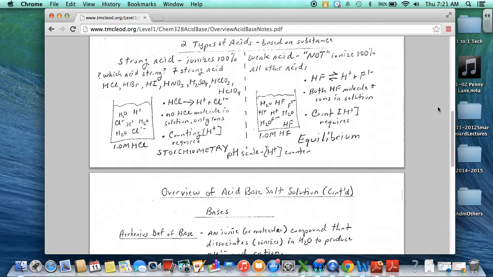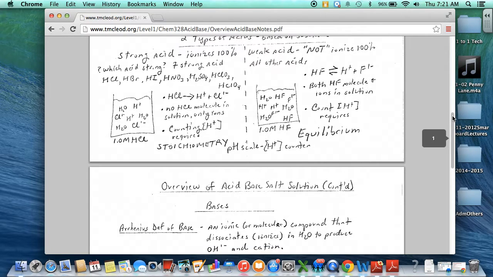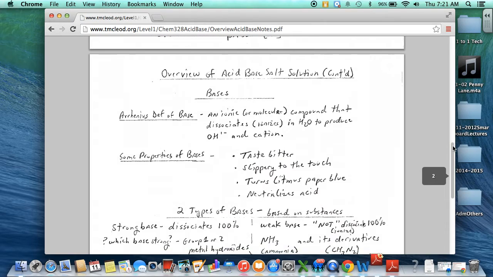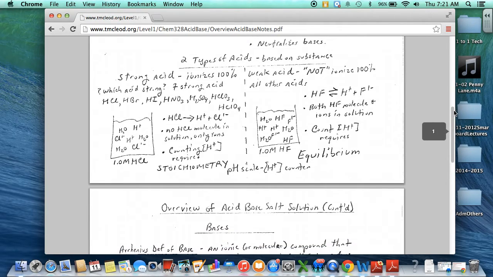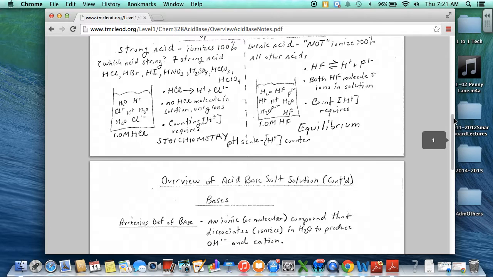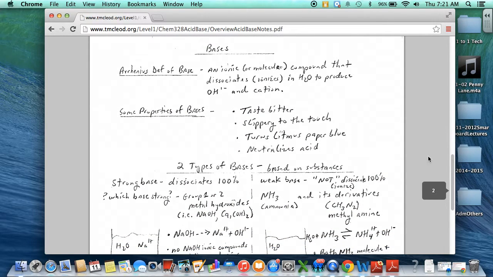Now, with a base, the other thing I want to say is, at this level, for level 1, we only deal with strong acids. We are not going to get into equilibrium acids and bases in first year yet. That would be a completely different video, actually a couple of videos, because it gets more complicated. Now let's go to the base side.